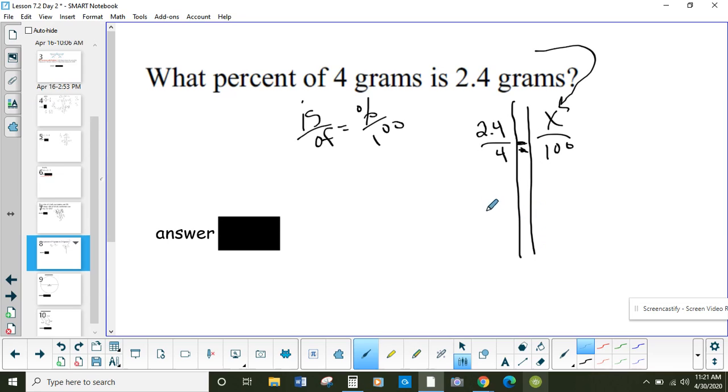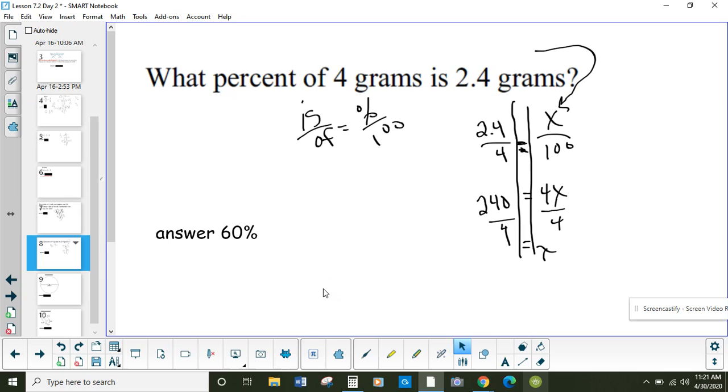Hopefully you remember that multiplying by 100 is just like moving the decimal 2 times. And multiplying a number times a letter, you just put the number next to the letter, divide both sides, and it looks like we're going to get an answer of 60%. Now, remember, what was missing was this percent part. Sorry about the sloppiness. So this part was missing, and that's where percent goes. That's why we put percent.